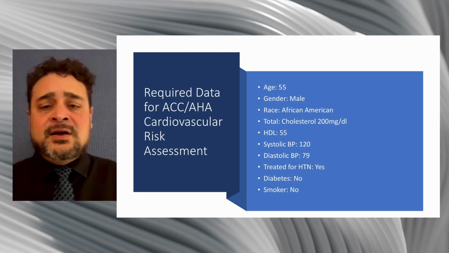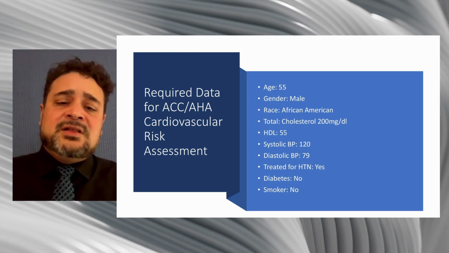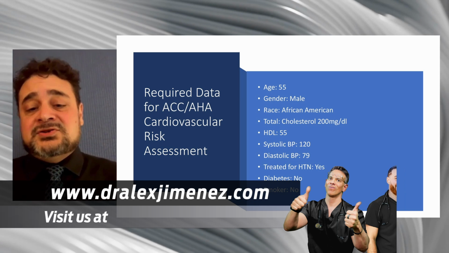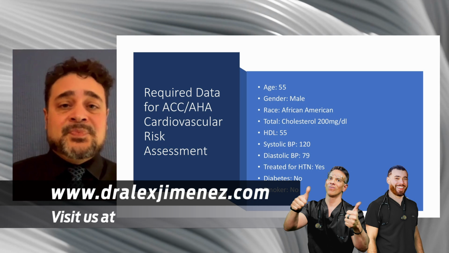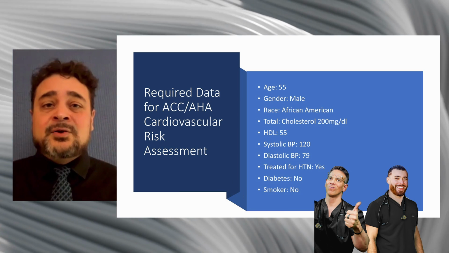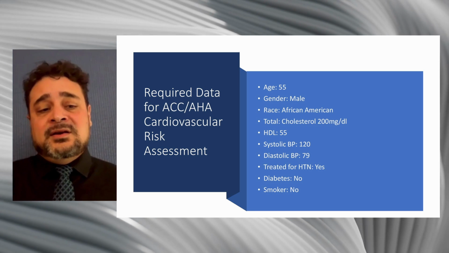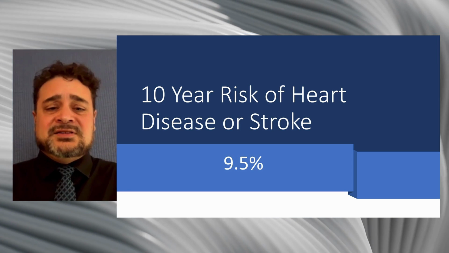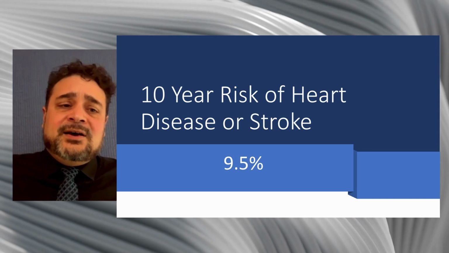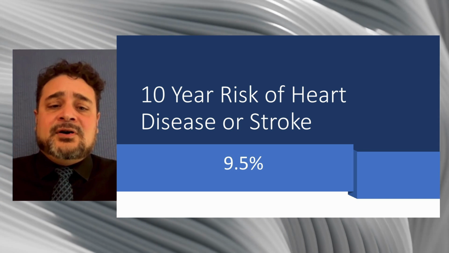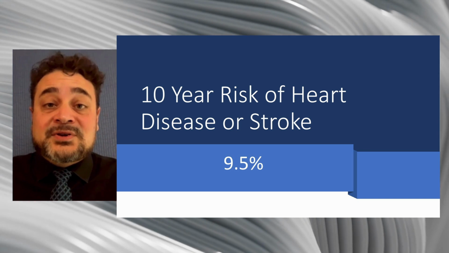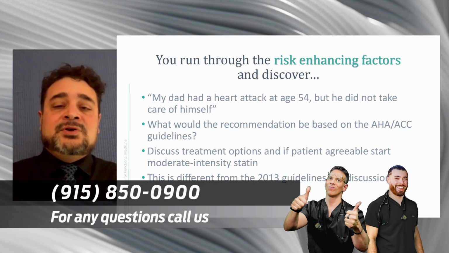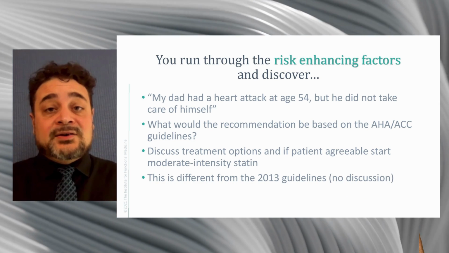What's his age, his gender, his race, his total cholesterol, his HDL, systolic blood pressure. Is he being treated for hypertension? Is he diabetic, or is he a smoker? As you know, there's a whole bunch more risk factors, but for the risk assessment, these are the risk factors that it looks at. And you find out that his 10-year risk of heart disease or stroke, according to the risk calculator, is 9.5%. So you go through his risk enhancing factors.